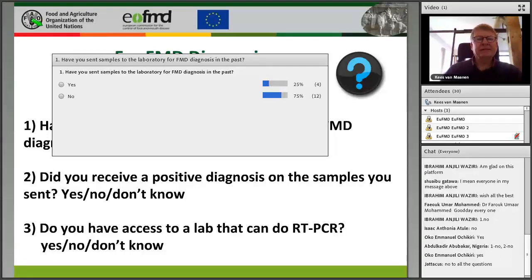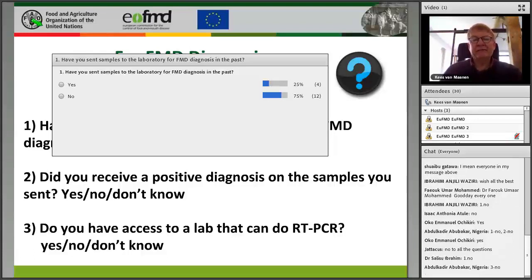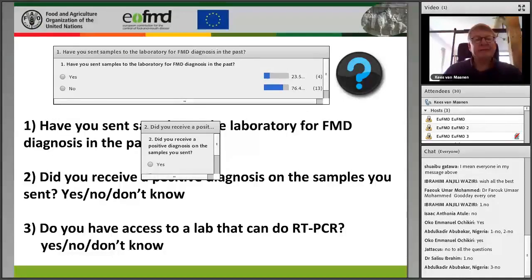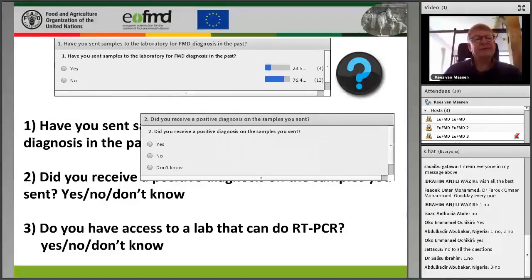Yeah, I think this gives a good impression that about 75% of you have not sent samples to the lab, which may imply that you have not been involved in outbreak investigation, or that you did not know what sort of samples and how to send it. I hope after the course you are more capable, or at least equipped to collect samples.